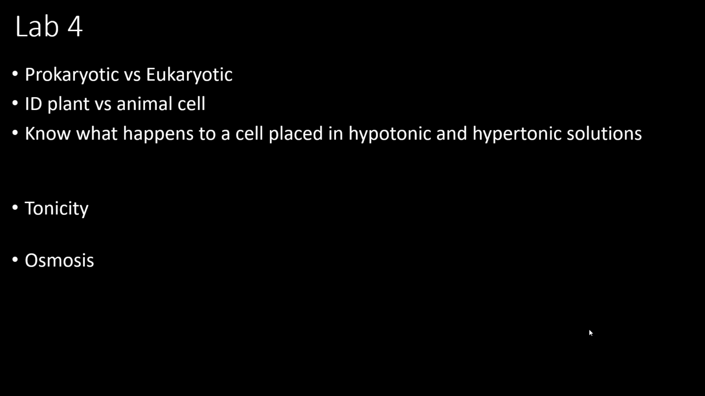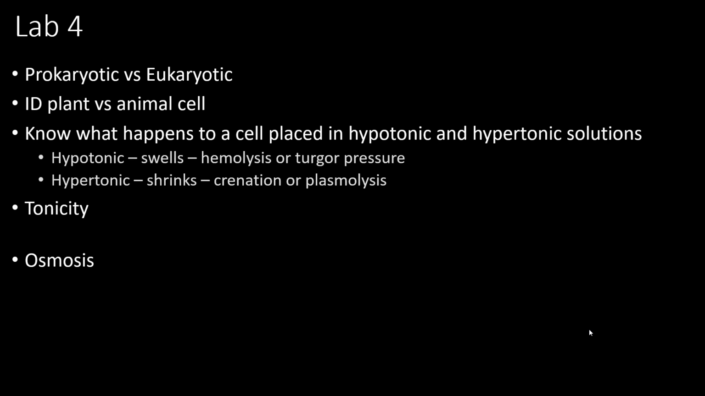Another thing you need to know is what happens to a cell if it's placed in a hypotonic or a hypertonic solution. So if a cell is placed in a hypotonic solution, it swells. And so you can kind of think of it as hypotonic, it gets bigger. Now with these hypotonic solutions, if it's an animal cell, specifically a red blood cell, we call this hemolysis because what happens here is that it swells until it bursts because there's no cell wall to stop it. And lysis means to break or burst. On the other hand, in a plant cell, we call it turgor pressure because the cell wall is present and it puts pressure on the cell wall, but it does not burst.